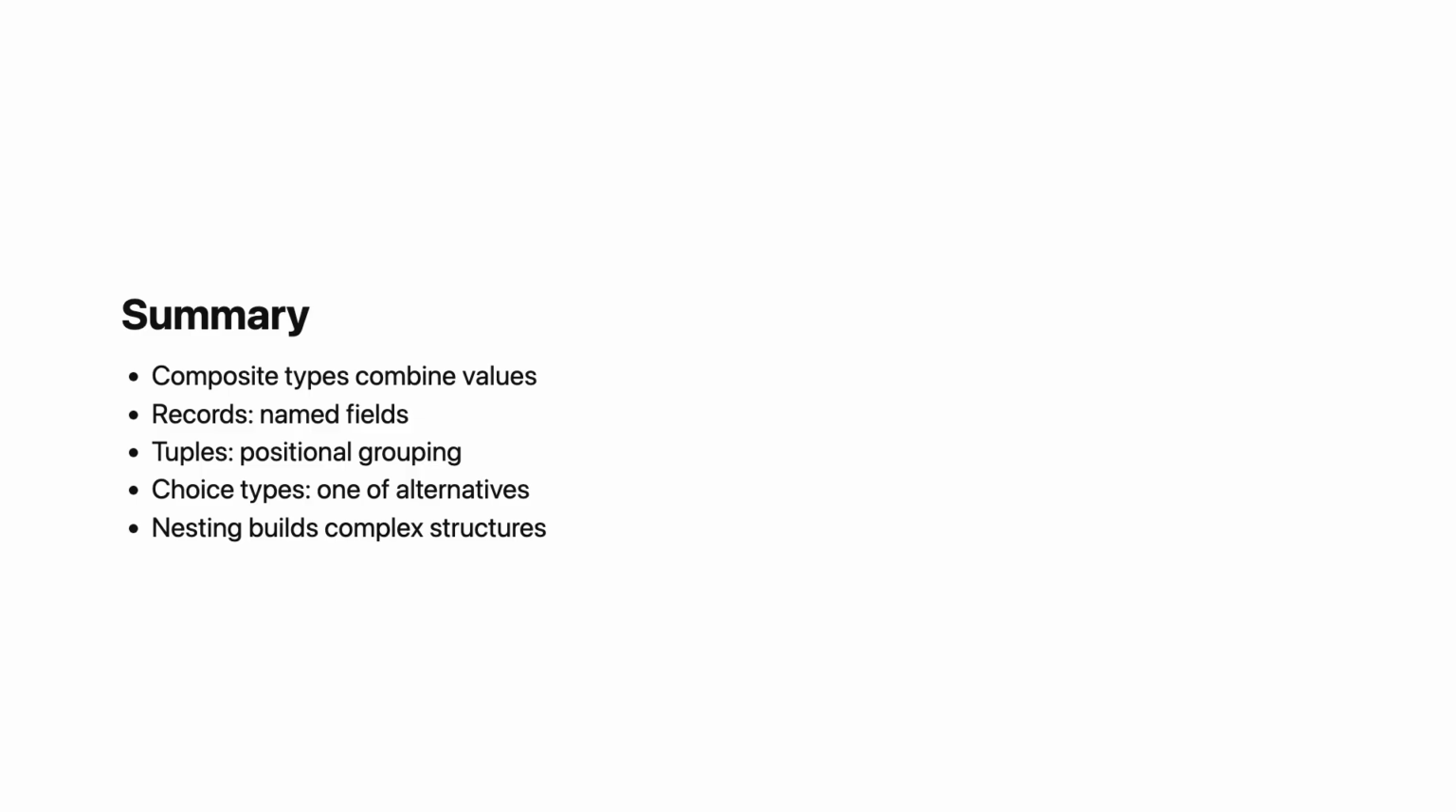Let us summarize. Composite types combine multiple values into a single unit. Records bundle named fields together. They are the standard way to represent domain objects. Tuples bundle values by position. They are good for quick groupings when names are unnecessary. Choice types represent alternatives. A value is one of several possibilities. Composite types can be nested.